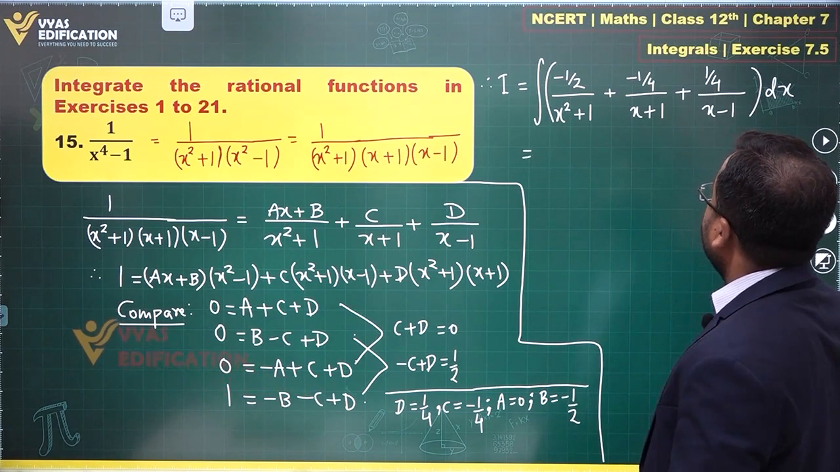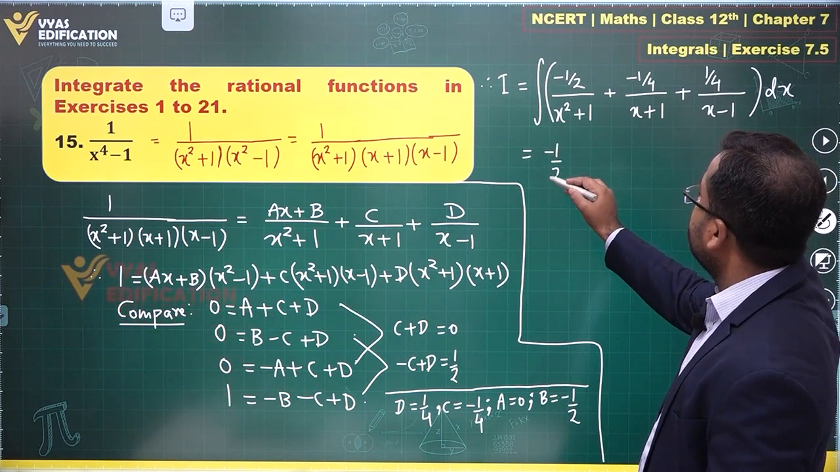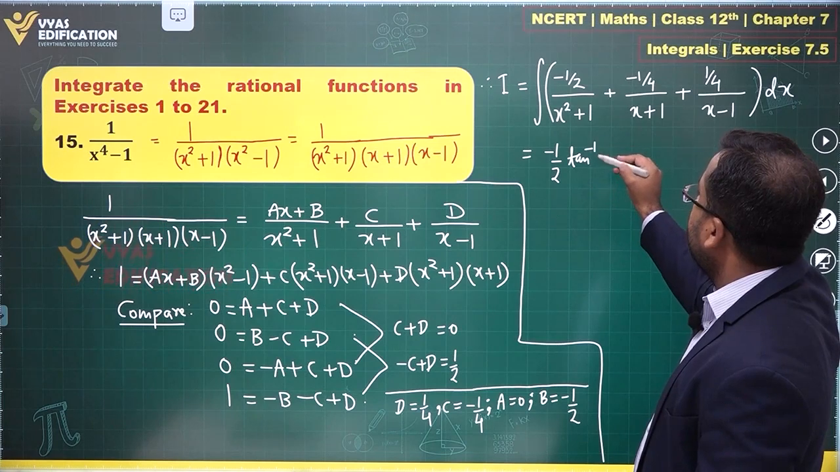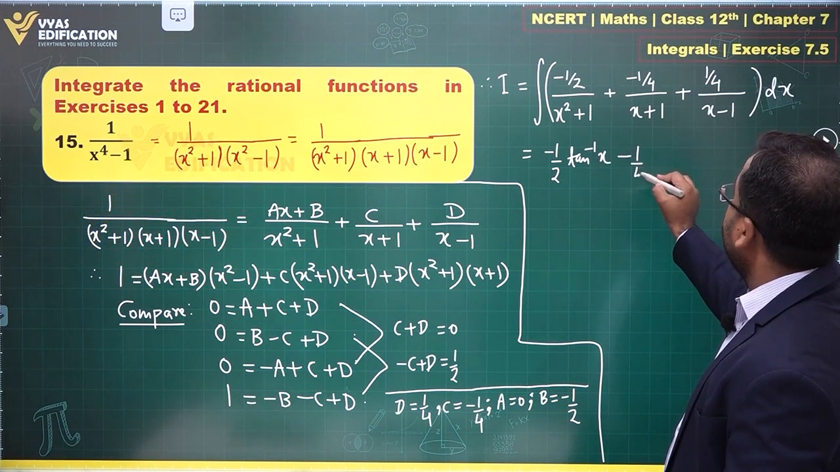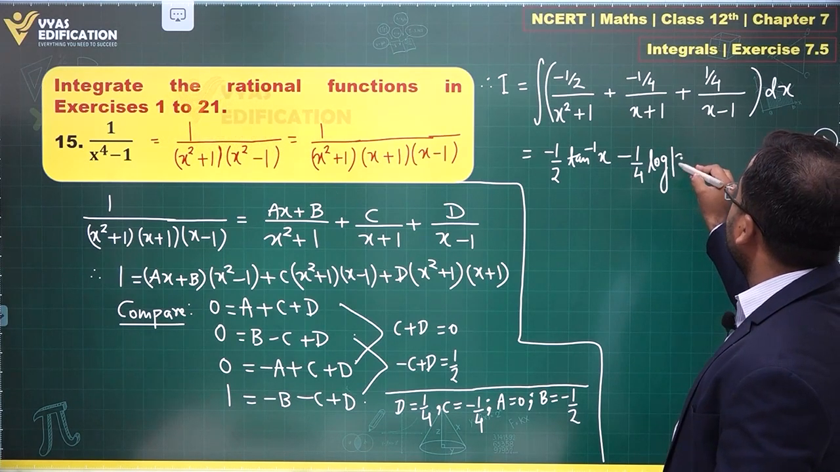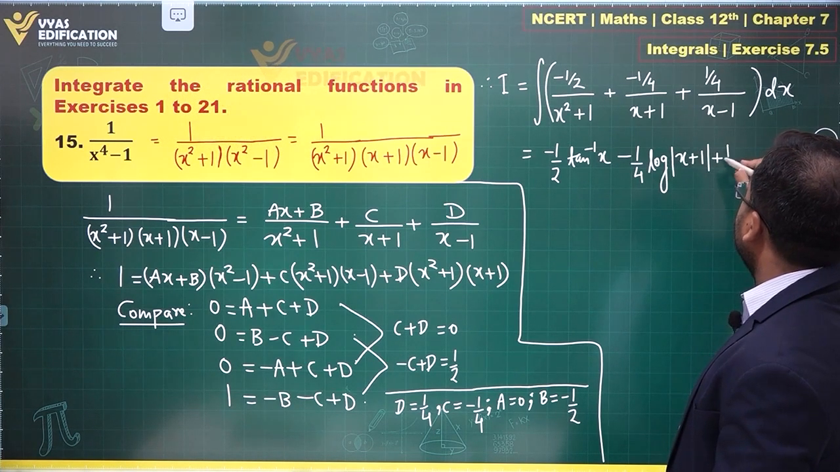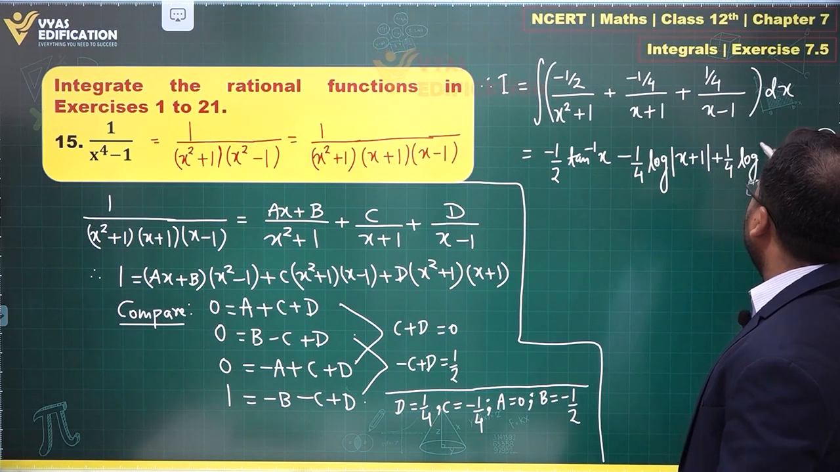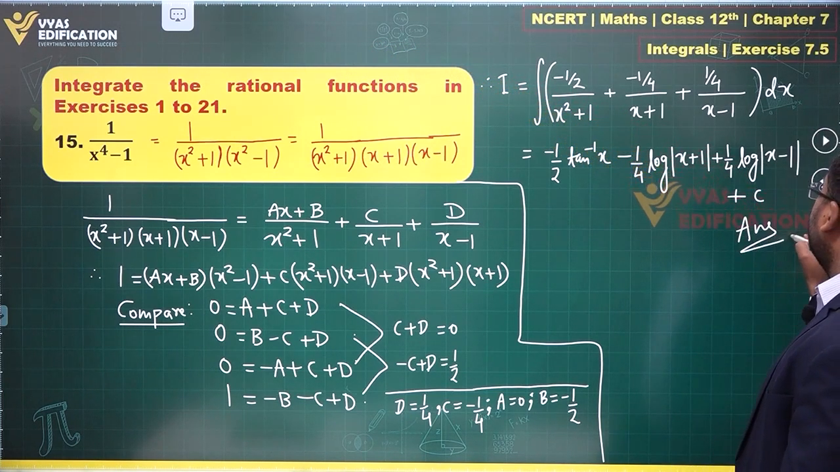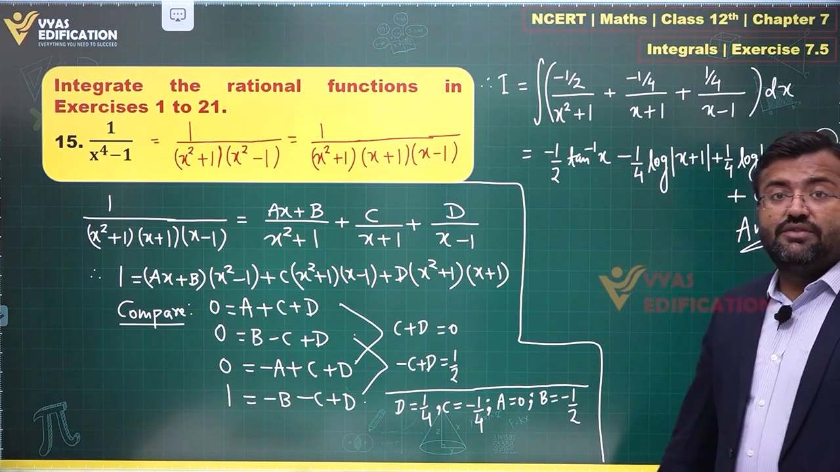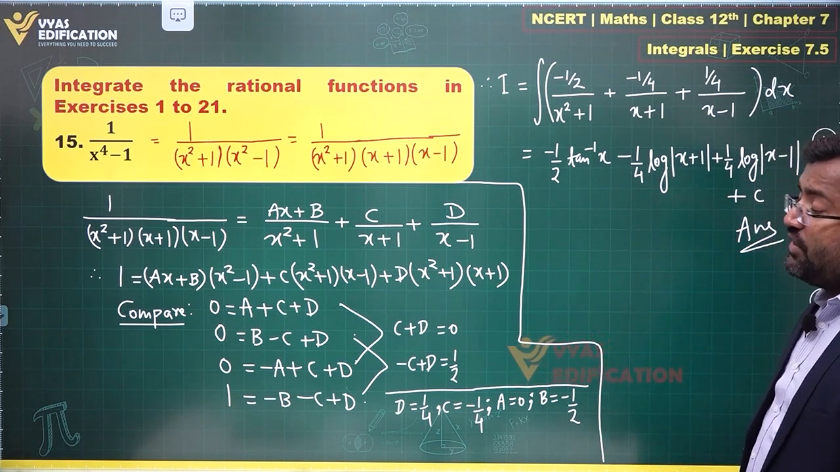Once we have this particular thing clearly mentioned, then this integral is not difficult to find. Integral of 1 upon x square plus 1 is tan inverse x, minus 1 by 4 log modulus x plus 1, plus 1 by 4 log modulus x minus 1, plus constant term, and yes, that's what you get, right? That's the final answer for this particular question, as you can see over here.